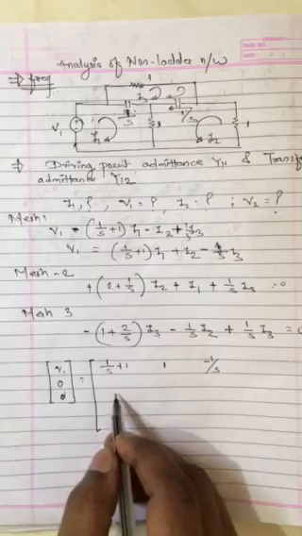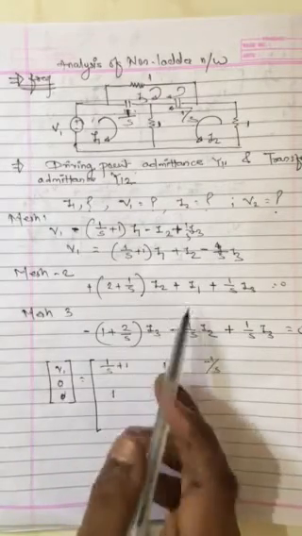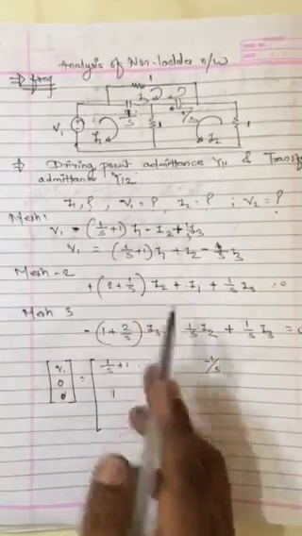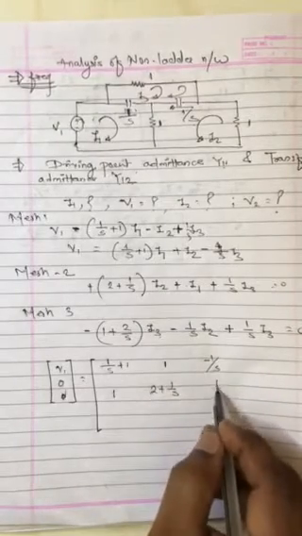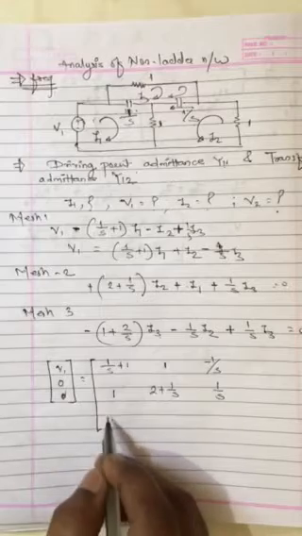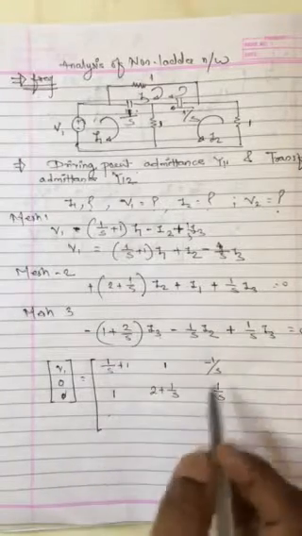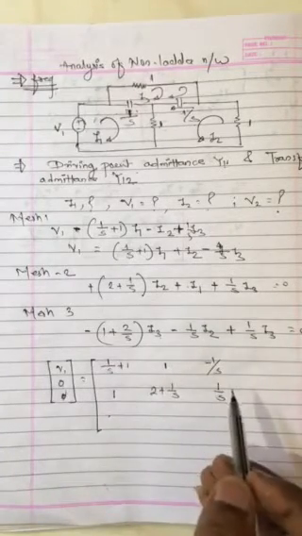From the second equation, I1 is 1, you can see where is I1, I1 is 1, I2 is 2 plus 1 by s, I3 is 1 by s. Similarly, from equation number 3, I1 is, where is I1?